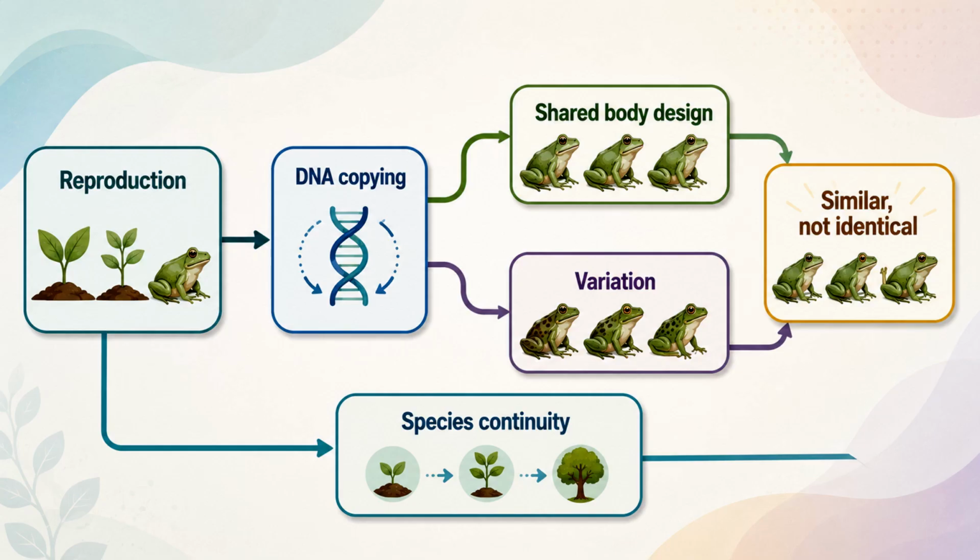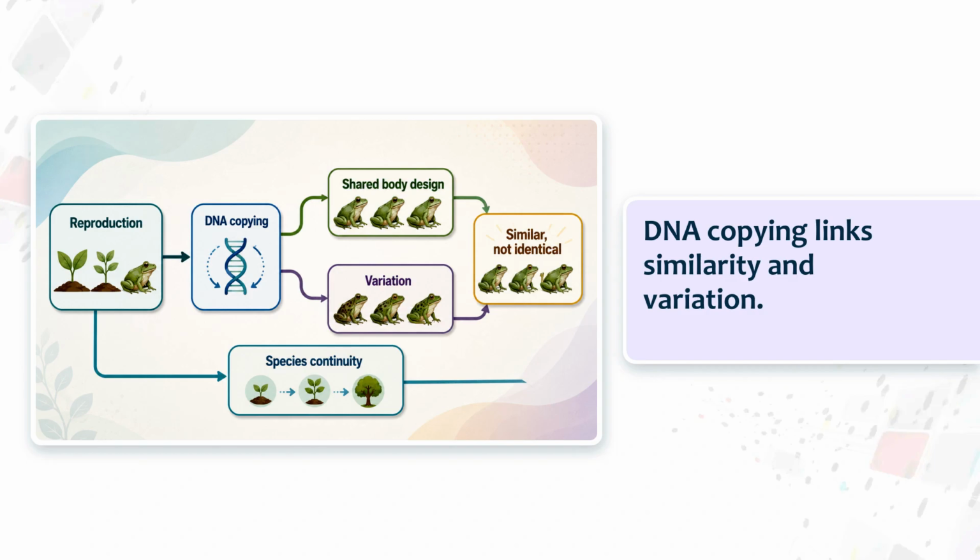Reproduction uses DNA copying to carry forward body design information. Most information is preserved, while small copying differences create variation, giving similarity without perfect identity and supporting species continuity. The two branches complete the explanation. DNA copying links similarity and variation. Most information is preserved, while small differences prevent perfect identity.